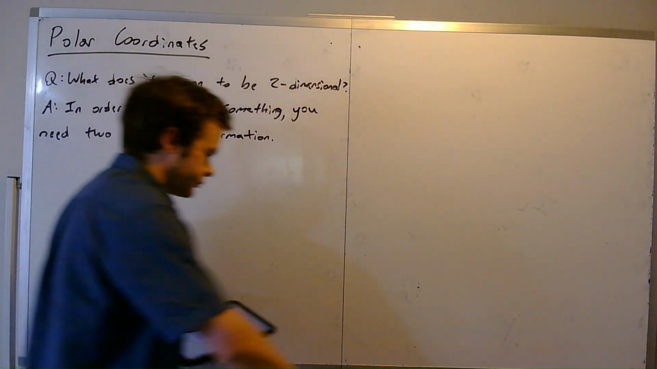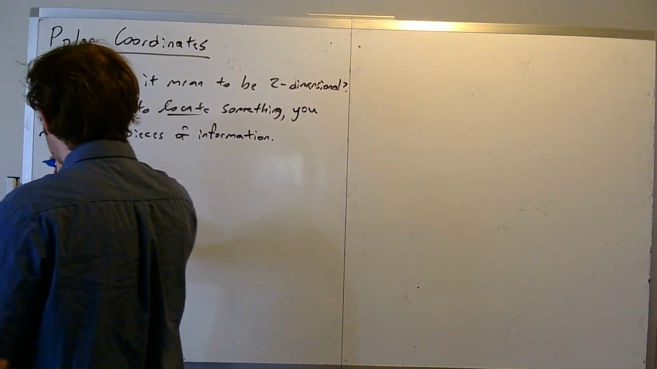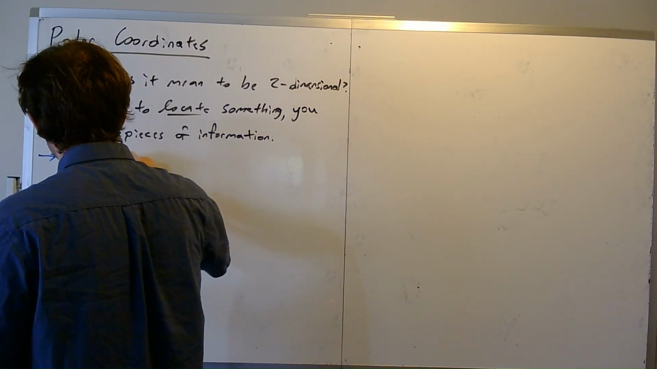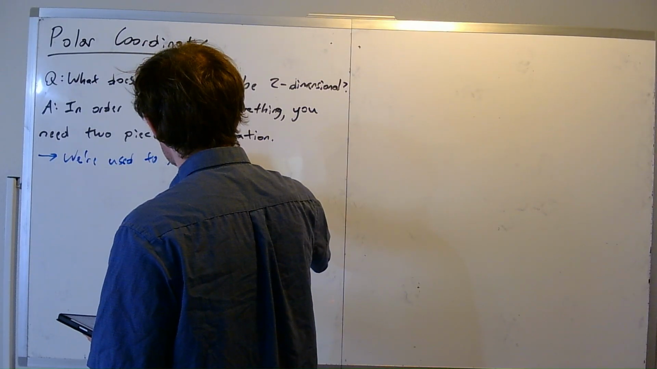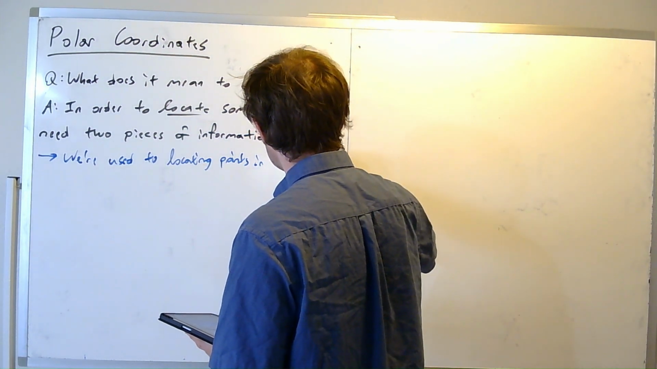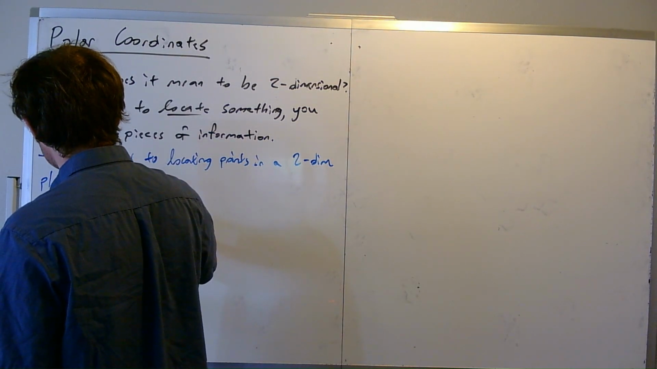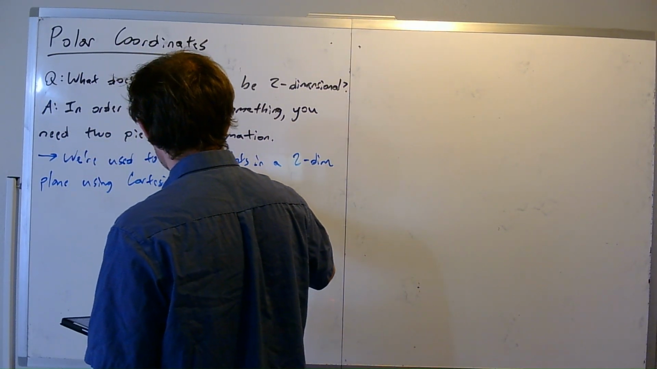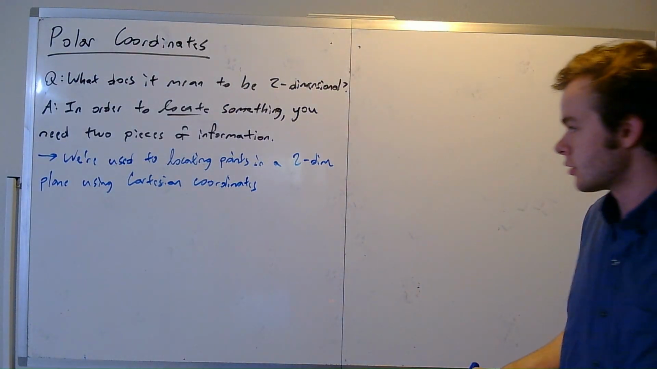Right, so I'll say here that we are used to locating points in a two-dimensional plane using Cartesian coordinates. And Cartesian coordinates just means x and y, right?